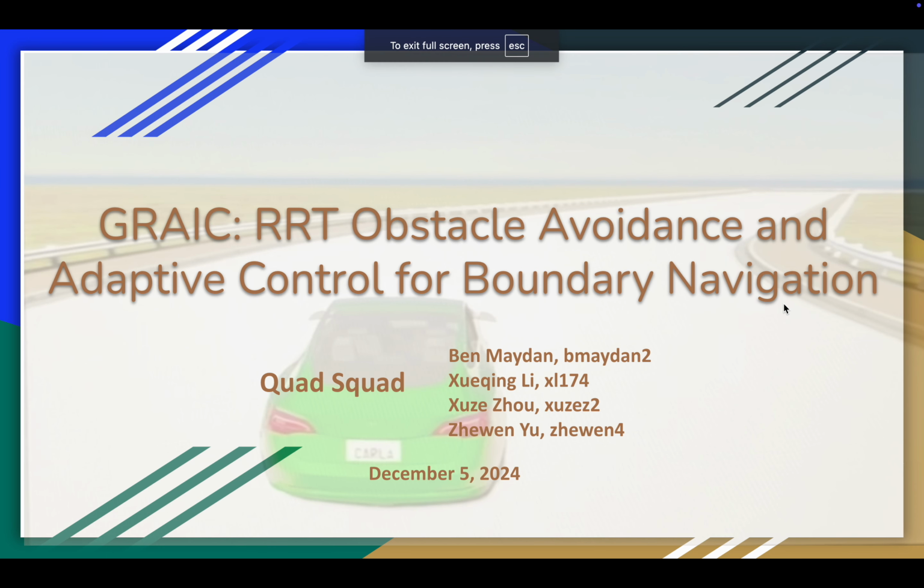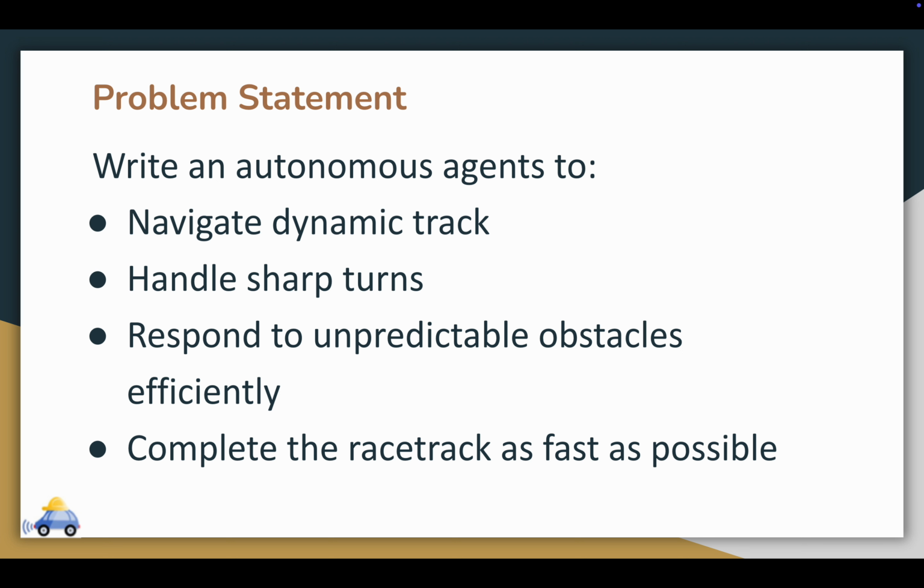Hello, we're GRAIC. We did RRT obstacle avoidance and an adaptive control for boundary navigation. This is our final project video. Our goal was to write an autonomous agent to navigate a dynamic track, handle sharp turns, respond to unpredictable obstacles and other agents efficiently, and complete the racetrack as fast as possible.